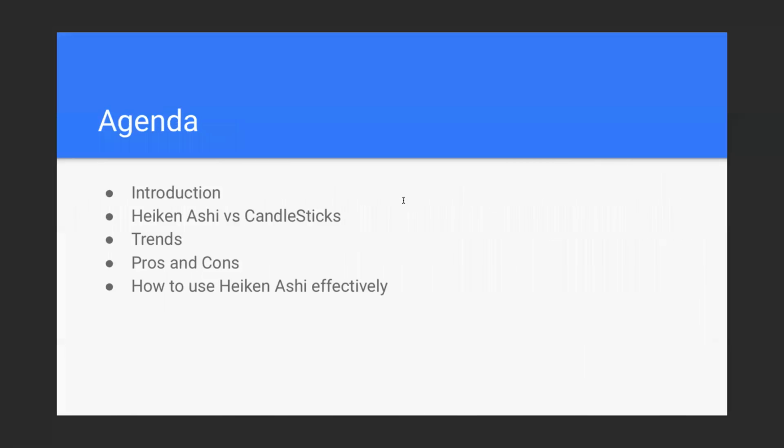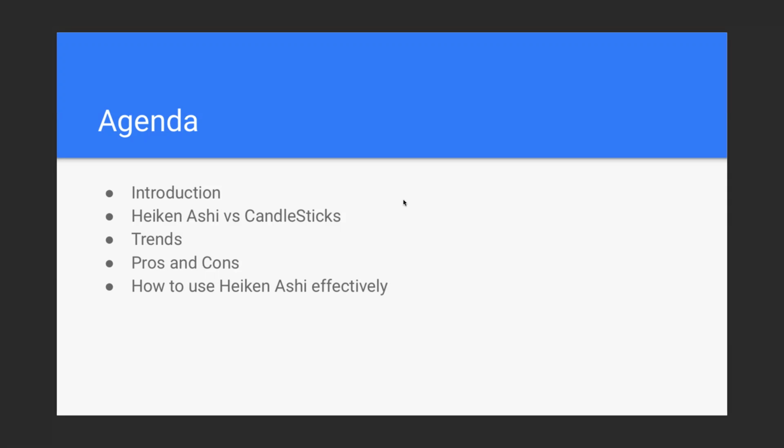Okay, let's move on to the agenda. First, we'll start with an introduction, why we are talking about Heiken Ashi today, followed by a comparison between Heiken Ashi and candlestick patterns. And then we'll talk about the trends. How do we identify the trends with Heiken Ashi? As you saw on the title page, Heiken Ashi is very good at identifying and staying in the trends. So we'll talk about how we can identify a bullish trend, how we can identify a bearish trend, and how we can identify the reversal or the continuation of the trends. That's what we'll talk about.